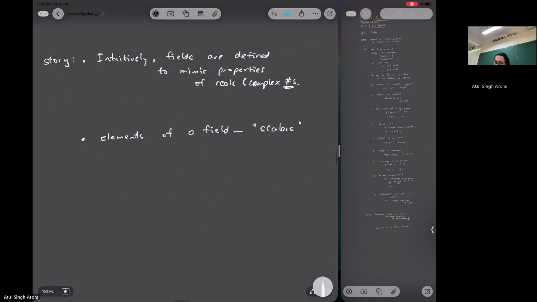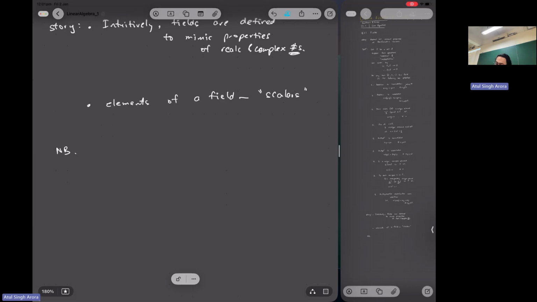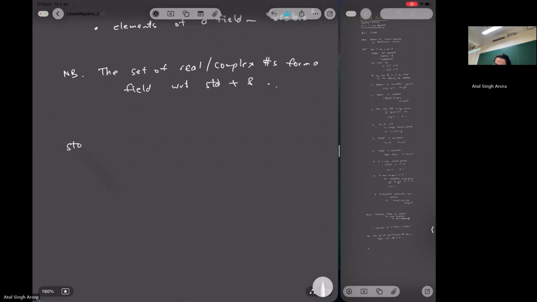All right. The first note is something very, very easy to check: that the set of real or complex numbers forms a field with respect to standard addition and multiplication. This is completely trivial, because we used all the properties. So there's nothing new. So far, it should be very boring and straightforward. Okay, all right. So let's continue.